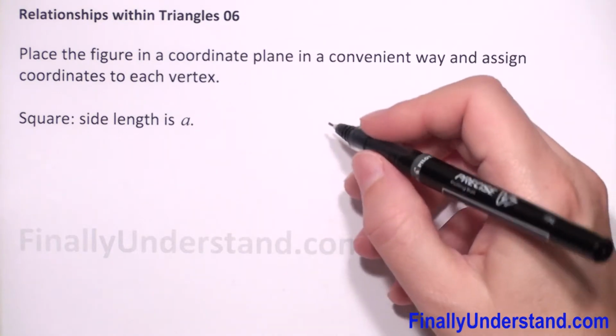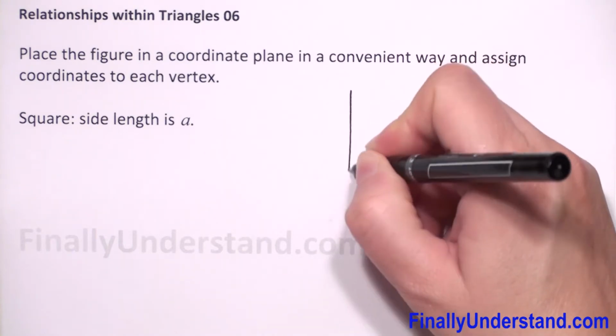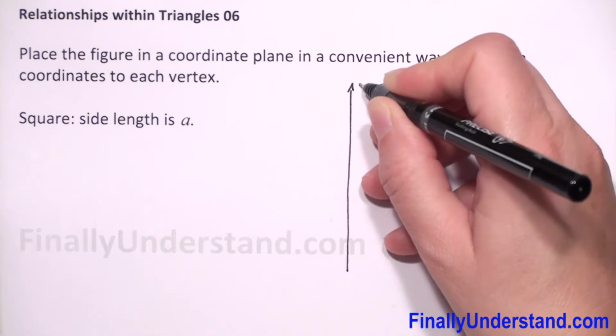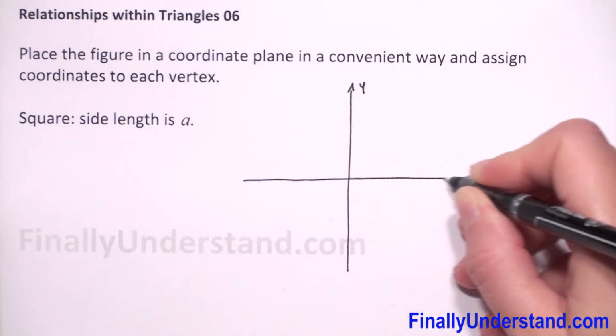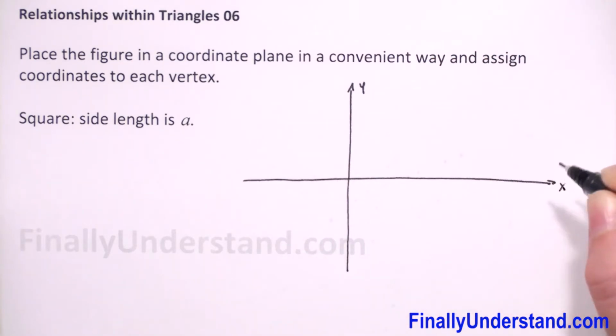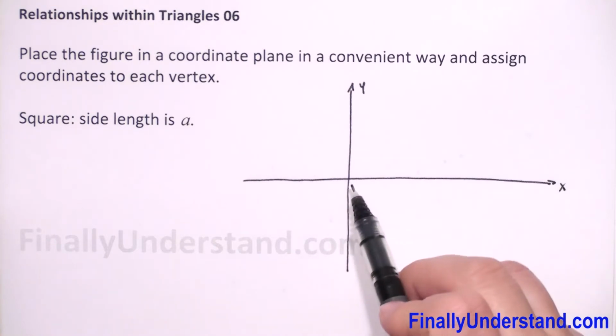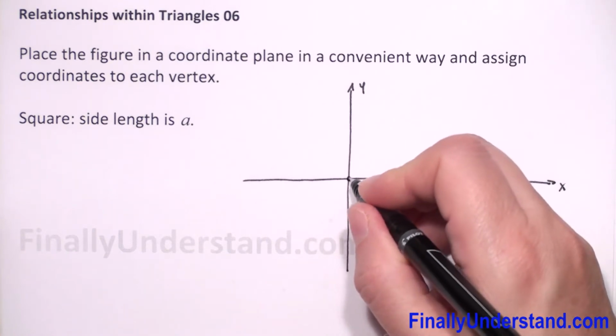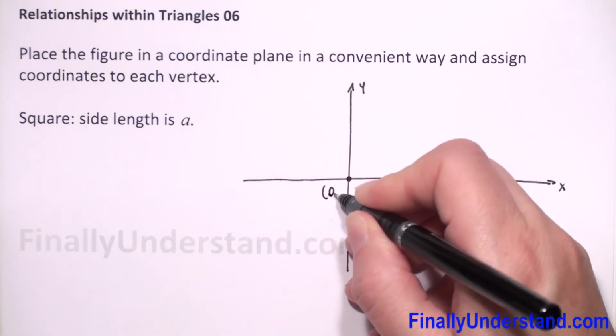So let's draw the xy plane, the y-axis and the x-axis. Because it is easy to find the length of horizontal and vertical segments and distances from 0, 0, we will place one vertex at the origin. So this point has coordinates 0, 0.